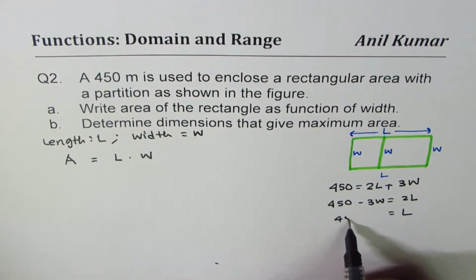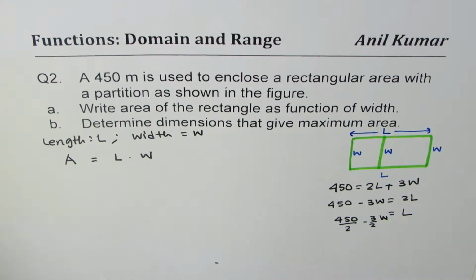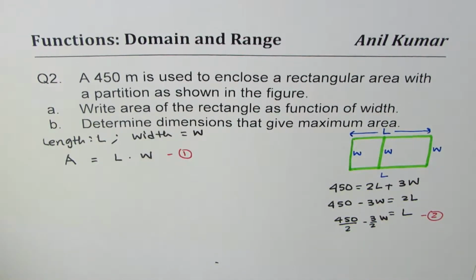So we have 450 divided by 2 minus 3 over 2 W. That is the length, and we can call this our equation number 2, this being equation number 1. And now we'll substitute. Instead of L, we'll write this. So I could write 225 for this, minus, let's do decimals or fractions, I'm not sure. For the time being, let me write 3 over 2 W here.